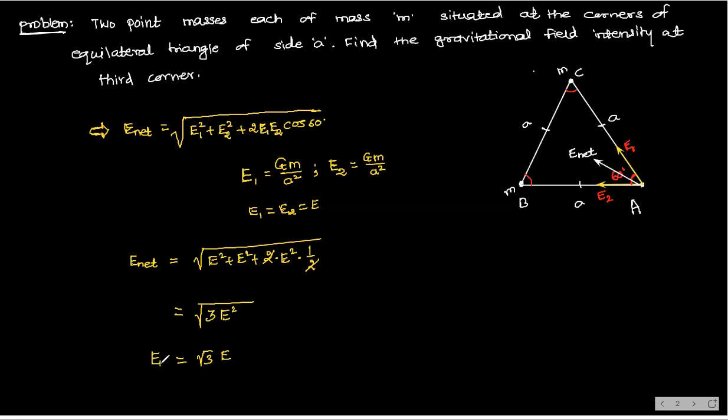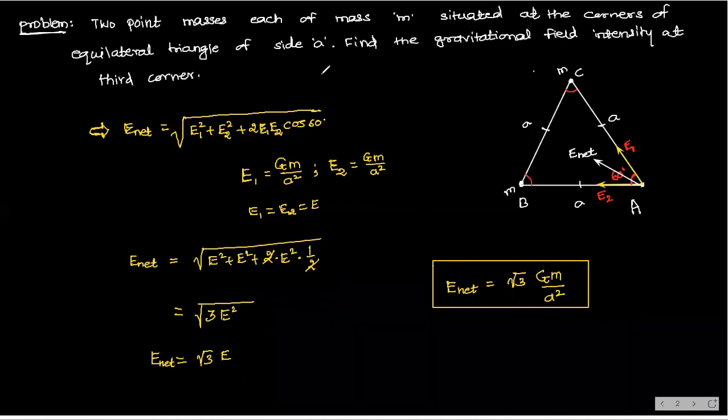Yes, very good. Now, what is the final answer? E net is equal to root 3 into the E value, which is what? GM by A square. Root 3 GM by A square. So that is what your answer is. Clear? Understood? Note down fast.